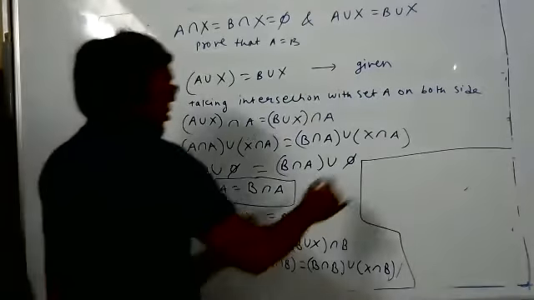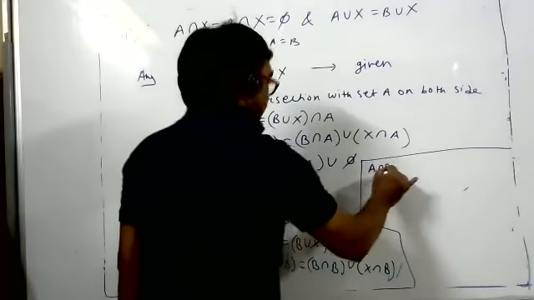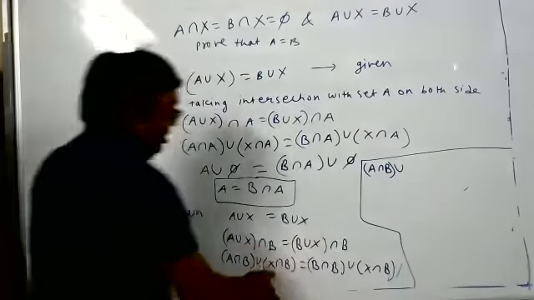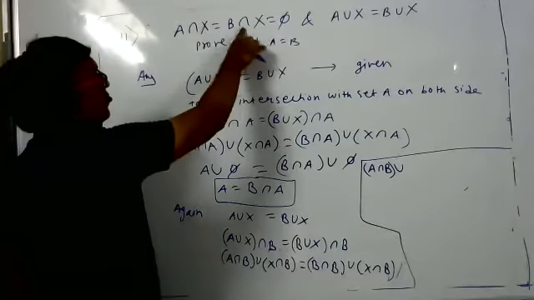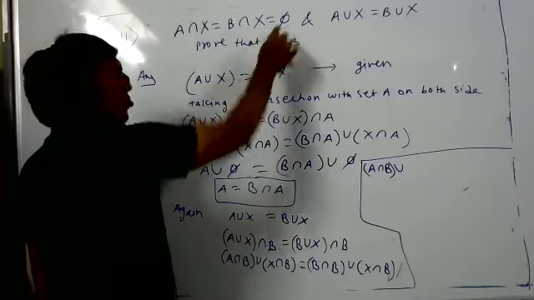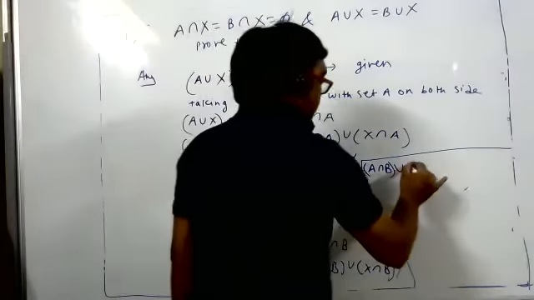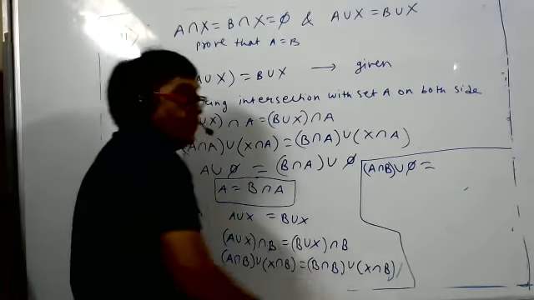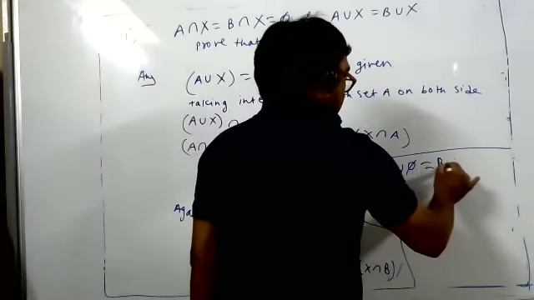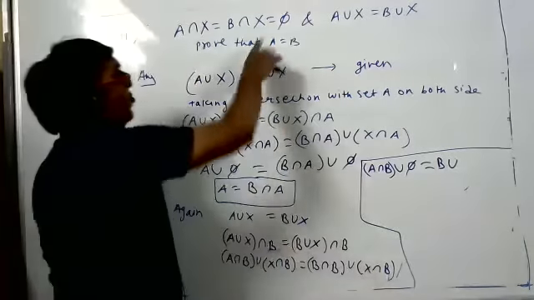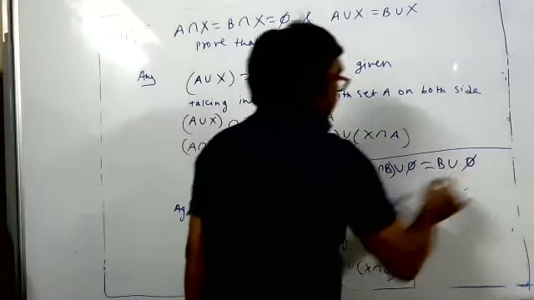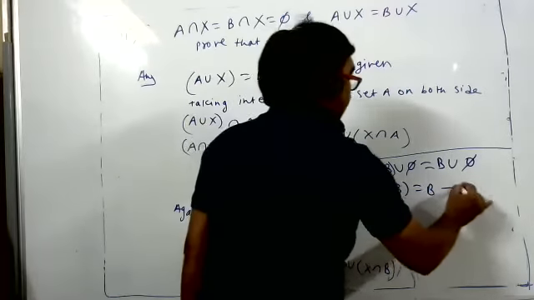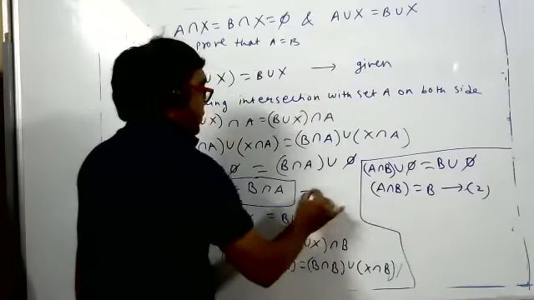Now see here. A intersection B is A intersection B. Again union. But what is the value of X intersection B from here? Null set. B intersection B is B. Union X intersection B, which is the null set. Take the union with the null set. A intersection B is equal to B. This is the second equation. This is the first equation.